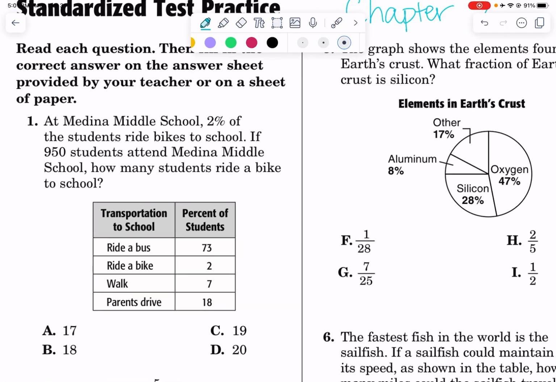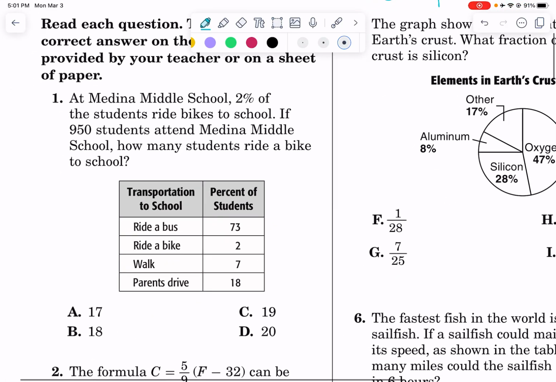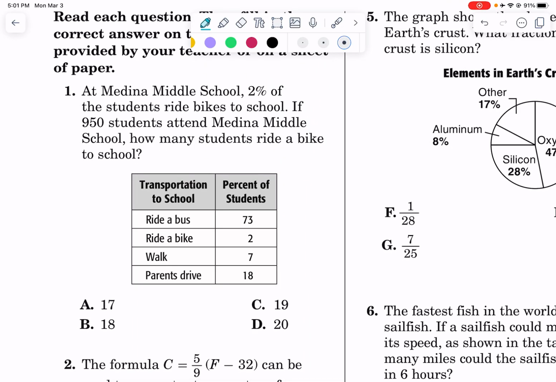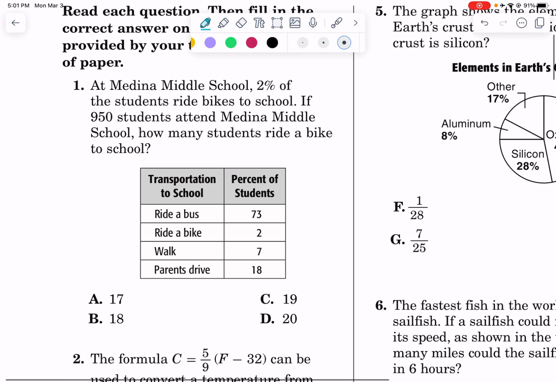So number 1, at Medina Middle School, 2% of the students ride bikes to school. If 950 students attend Medina Middle School, how many students ride a bike to school? So this is a percent proportion problem. Just a reminder, our percent proportion is percent over 100 equals part over whole.